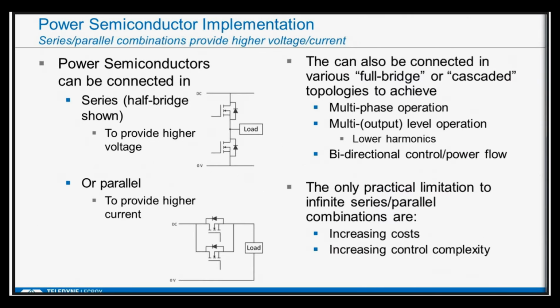I'm going to skip a couple just to keep us on track here. Basically, with power semiconductors, once you have a device, you can now hook up two devices. You can either hook them up in a series half bridge like this to provide a higher voltage, or in parallel to provide a higher current carrying capability. And then you can start cascading multiple series legs like this to get different types of operation as well. The only practical limitation to infinite series parallel combinations is really increasing cost and increasing control complexity.